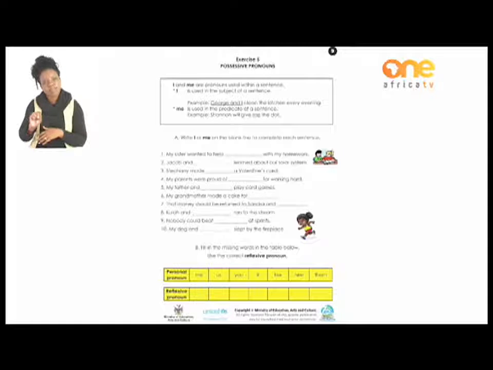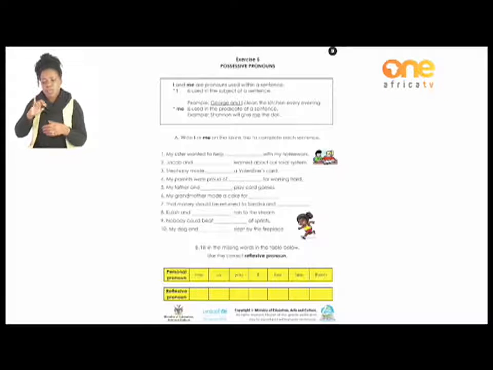The example is, I and me are pronouns used within a sentence. I is used in the subject of a sentence. Example, George and I clean the kitchen every evening. Me, when do we use me? Me is used in the predicate of a sentence. Example, Shannon will give me the doll.